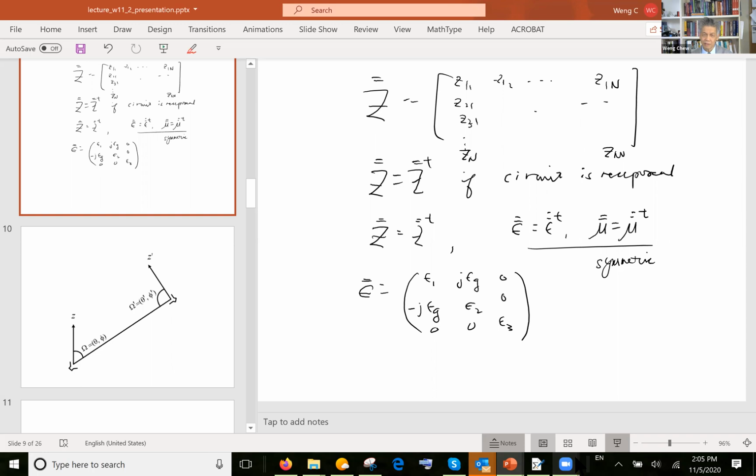Is this gyrotropic medium lossless? Is this a lossless medium? Remember, this is the condition for reciprocity. For losslessness, it is this other condition.